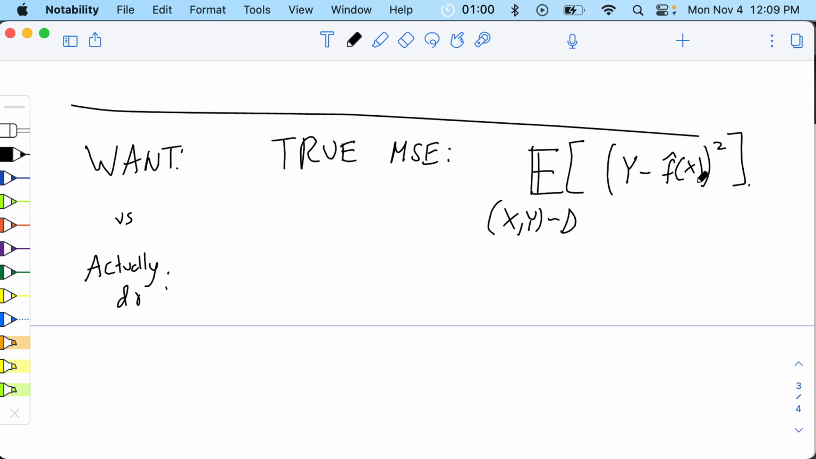In other words, we want to come up with an estimator f hat so that when we test it on xy pairs in the wild, in the distribution that we care about, this error is small, right? We want to make this as small as we can.